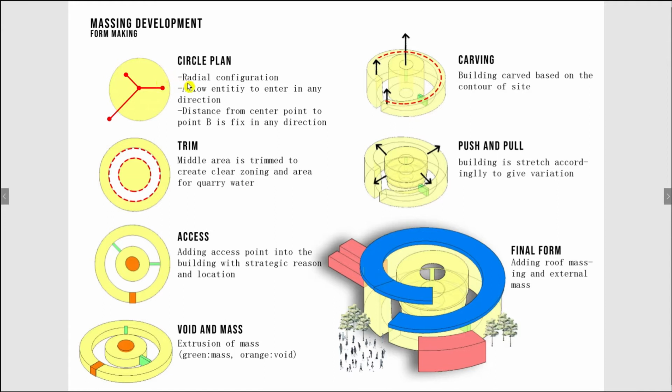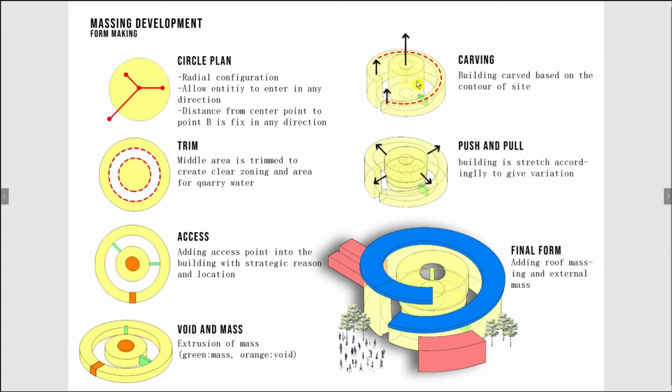A circle is a starting point as it allows entities to enter the building from any direction. Then trimming the middle area creates a clear zoning and area for quarry water to flow. Then simple geometry such as an oval and rectangle is added as access points for people, with strategic locations. Then extrusion of void and masses creates an initial building form.